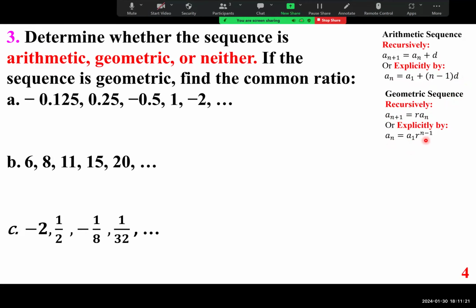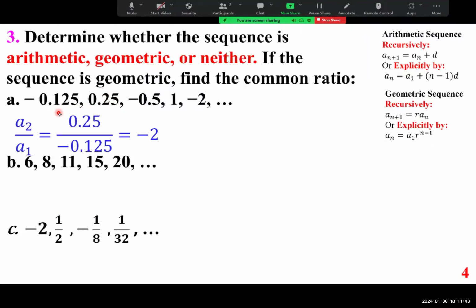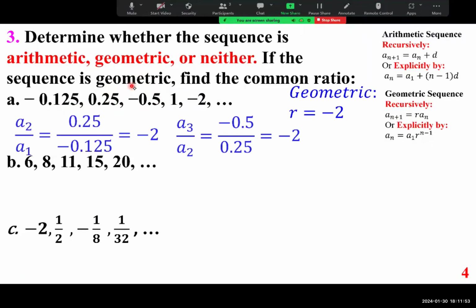In this case, we notice that the ratio of a sub 2, that means 0.25, to a sub 1, that means negative 0.125, is negative 2. And the ratio of a sub 3 to a sub 2 is also negative 2. That makes it a geometric sequence, and therefore r is negative 2.